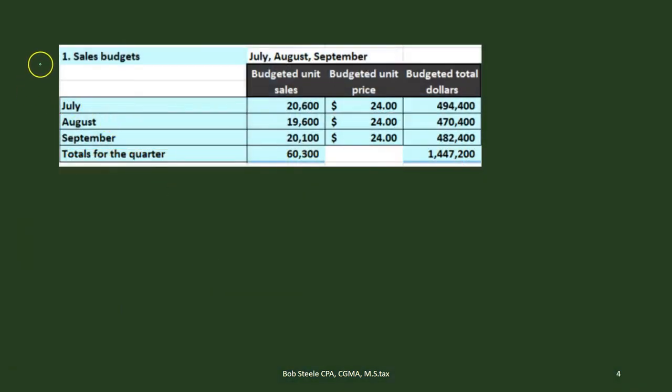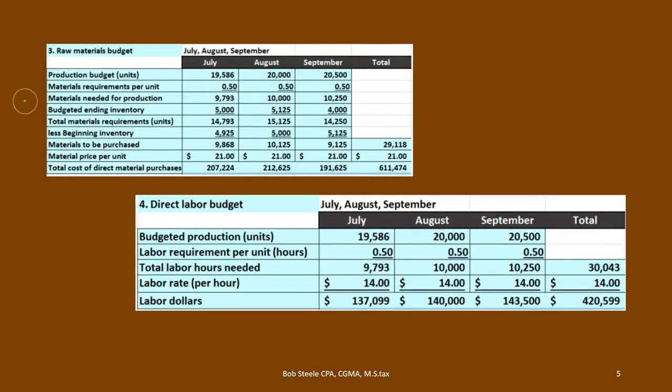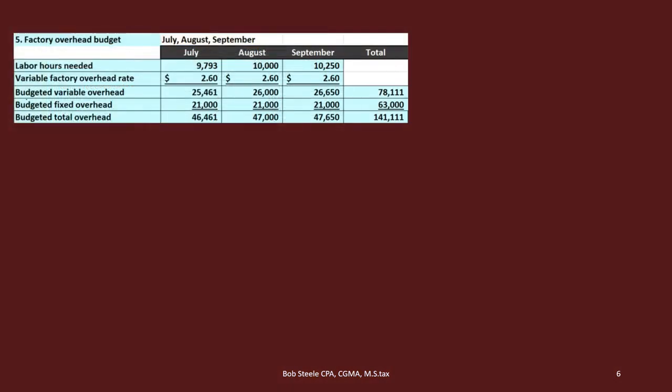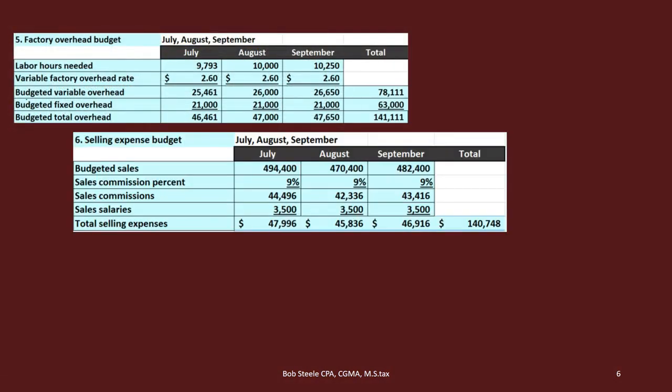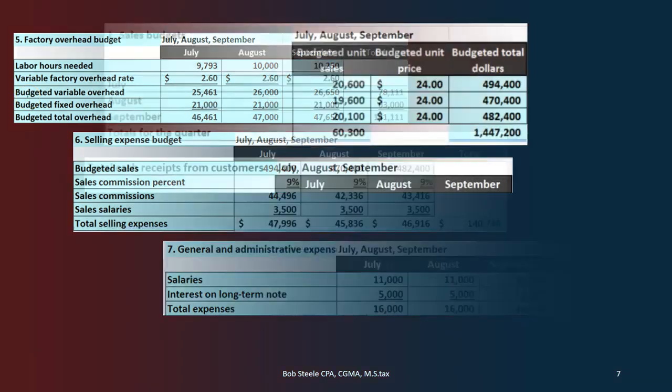So just to recap, we have the sales budget. All these budgets, by the way, are ones that we're going to come back to, and we're going to pull numbers from these budgets. So we're going to be bouncing back from the cash budget to these budgets in order to compile the cash budget. So we started off in part 1, we had the sales budget. Then we had the production budget, and then we went to the raw materials budget, the direct labor budget, and then we had the factory overhead budget, step 5, the selling expense budget, step 6, and the general administrative step 7. We're going to be using these numbers for the cash budget.